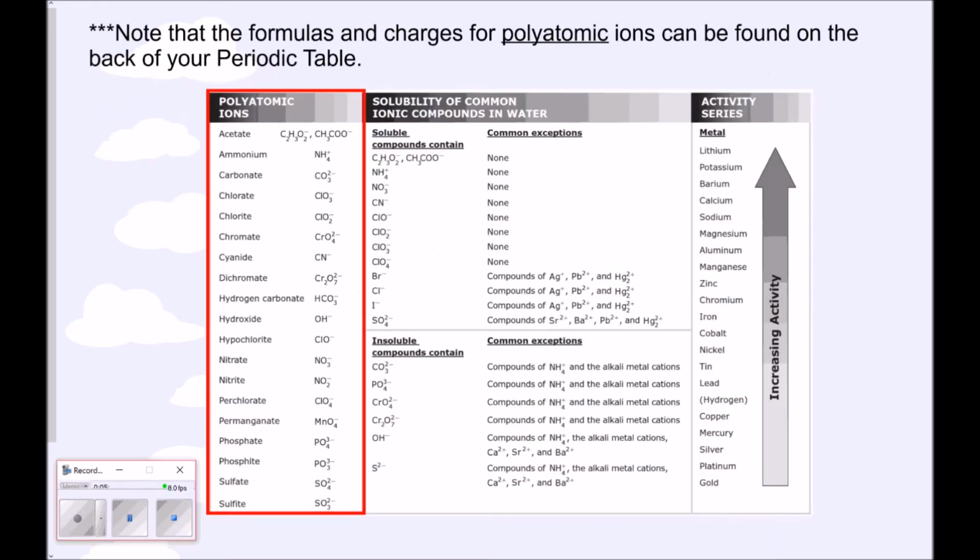One thing I want to point out is that the formulas and charges for polyatomic ions can be found on the back of your periodic table. Those do not have to be memorized. For example, acetate has a -1 charge. Ammonium is a +1 charge. It's the only polyatomic ion with a positive charge. Carbonate, +2. Chlorate, -1. Chlorite, -1, etc. So the top number is the charge on the polyatomic ion.